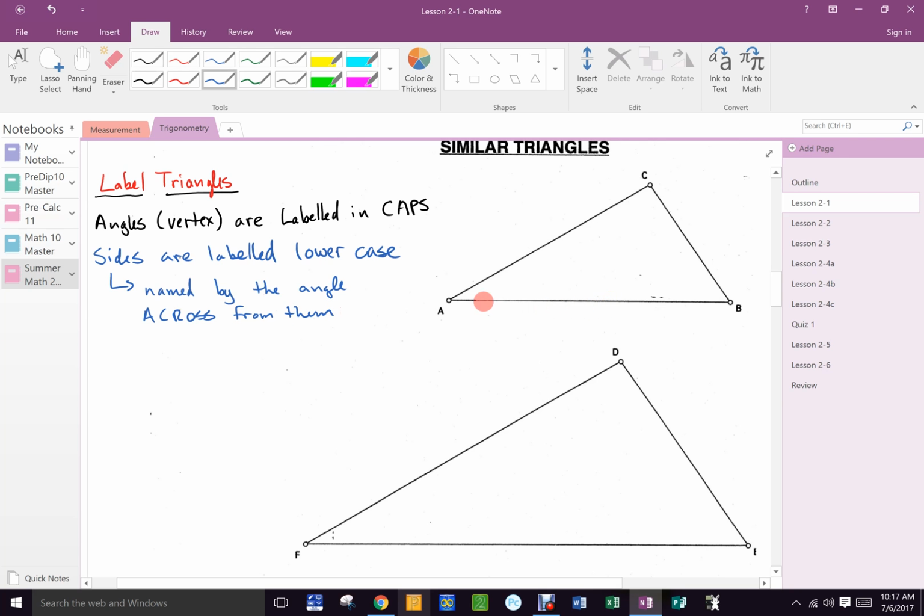So what would this side of this triangle be? Little c, because it's across from big C. What would this side be? Little b, because it's across from big B. What would this side be? Little a, because it's across from big A.